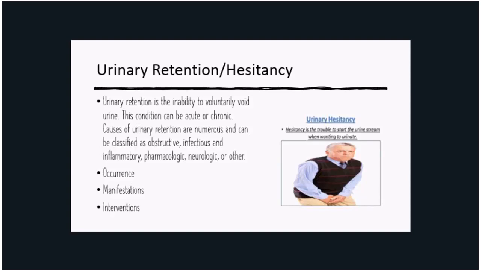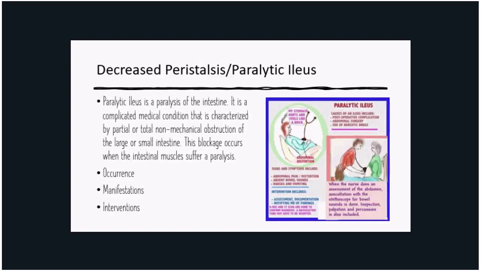So another potential complication of your patient that is post-operative is decreased peristalsis or a paralytic ileus. So a paralytic ileus is a paralysis of the intestine. It is a complicated medical condition that is characterized by partial or total non-mechanical obstruction of the large or small intestine. This blockage occurs when the intestinal muscles suffer a paralysis. And so this could be due to a side effect of the medication or of the anesthesia. So the occurrence happens 2 to 4 days post-operative.